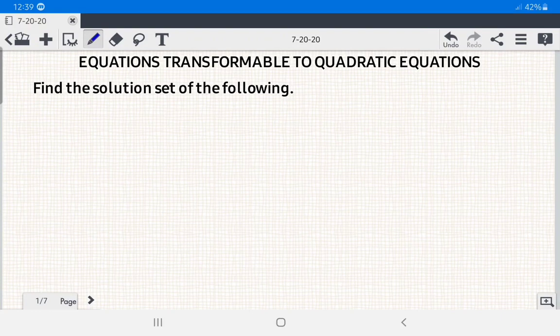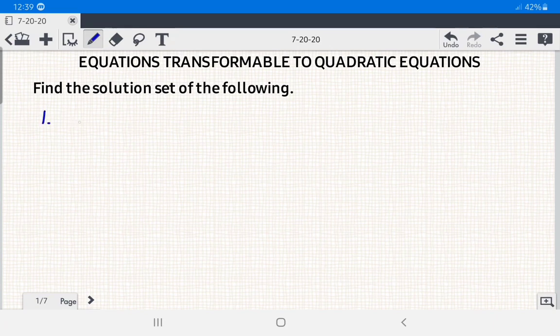Everyone. So today we're going to discuss equations transformable to quadratic equations. So I have two videos about this, but this time we're going to solve equations which are fractional equations or rational algebraic equations, in which some variables appear in the denominator. So find the solution set of the following.